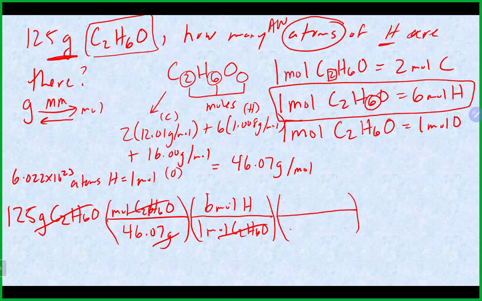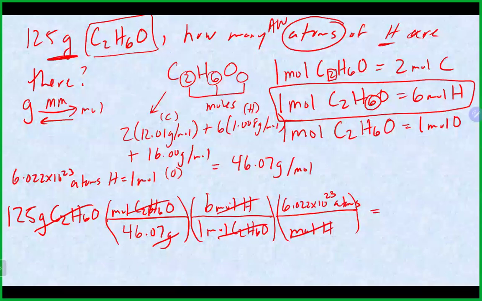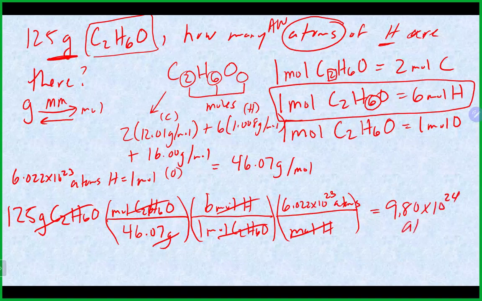We want the moles to cancel. So our mole of hydrogen on the bottom, Avogadro's number there up on top, which would be our atoms. The moles of hydrogen cancel, and now we're at atoms. To get our number here, we'll multiply across the top there, 125 times 6 times 6.022 to the 23. We'll divide by 4607. And in this case, we will get 9.80 times 10 to the 24 atoms of hydrogen. So a lot of hydrogen atoms in that particular sample.